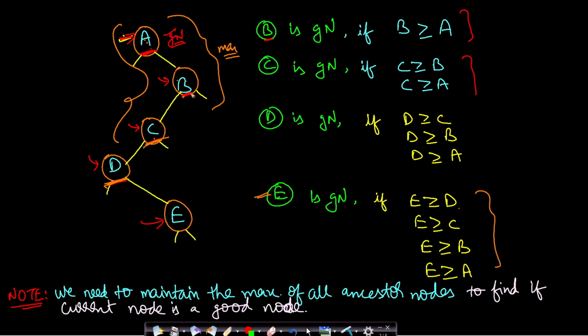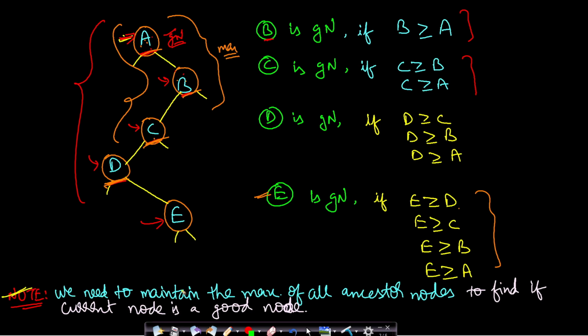D, C, B, A. If at least any one of them is greater than E, then E will not be a good node. So what we can do is simply take the maximum of A, B, C, D and compare it with E. If the maximum of all these four nodes is greater than E, then E will not be a good node, otherwise it will be a good node. So this is the simple comparison which we will need to do.